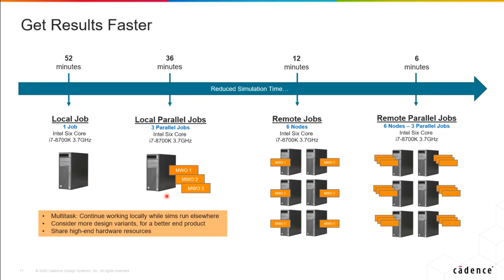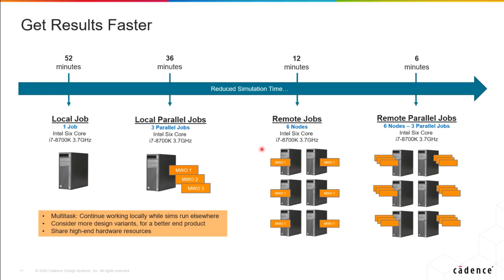So to give a better visualization of what I just spoke about in the previous slide, here we can talk about a single simulation job. So this is one schematic, one job. We hit go and it takes 52 minutes. And so we want that to run faster, obviously, so we can parallelize it locally. So if we ran it on this multi-core computer and did 3 parallel jobs, we can get it down to 36 minutes.